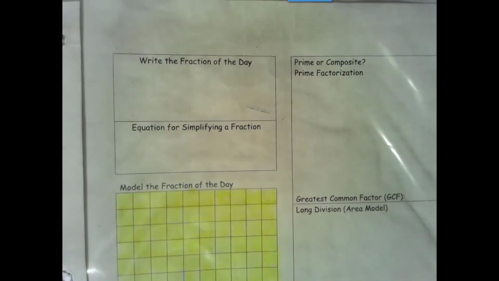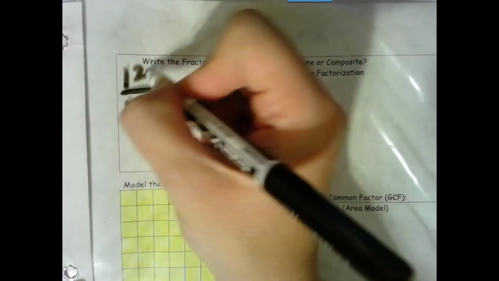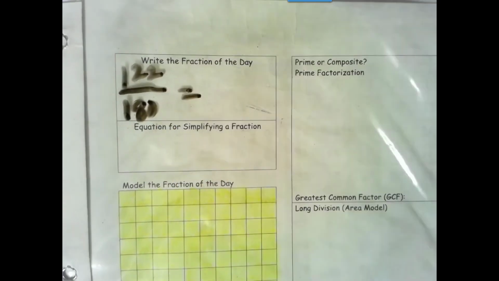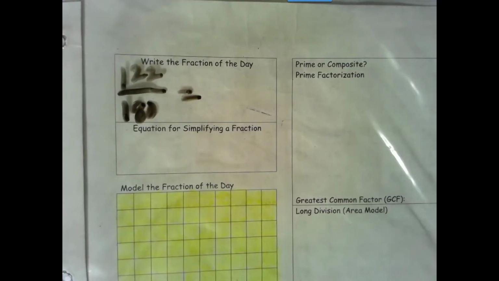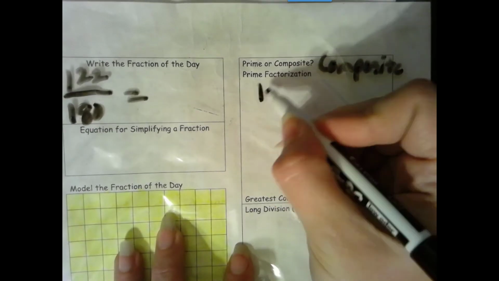Let's go ahead and get down our beginning fraction. We have a total of 180 school days, and we are on day 122. So now we want to think, is our numerator prime or composite? Well, 122 is even, and the only even number that's prime is the number 2, so it has to be composite. So that means we're going to do the prime factorization of both our denominator and our numerator.